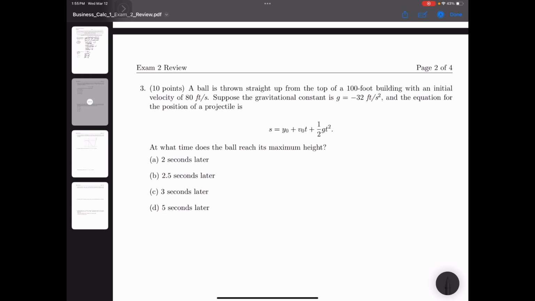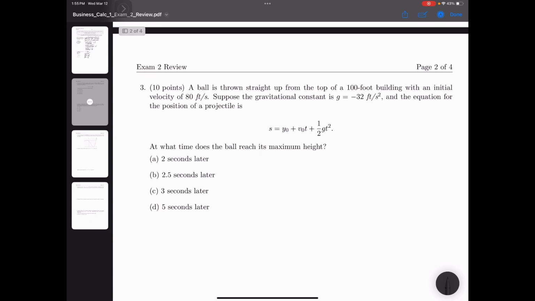So we see that we are throwing the ball straight up from the top of a 100-foot building with an initial velocity of 80 feet per second. If we want to know at what time the ball reaches its maximal height, well, when you throw a ball up into the air and then it comes back down, we have a parabola that's upside down. If we take the derivative, the point where the slope is 0 is going to be exactly where we have that maximal height. So let's take the derivative.